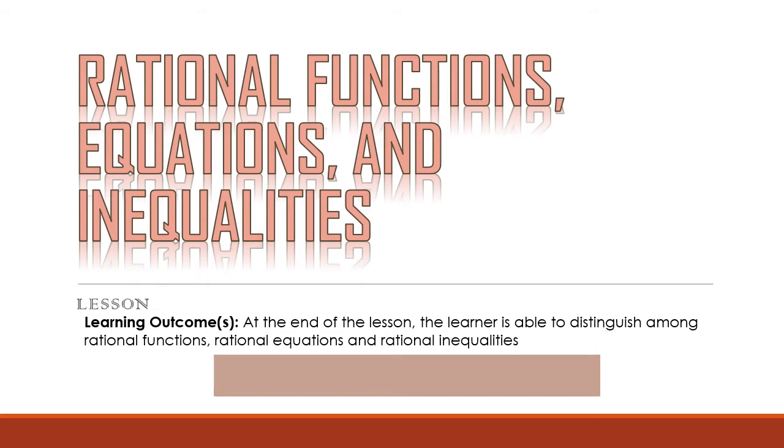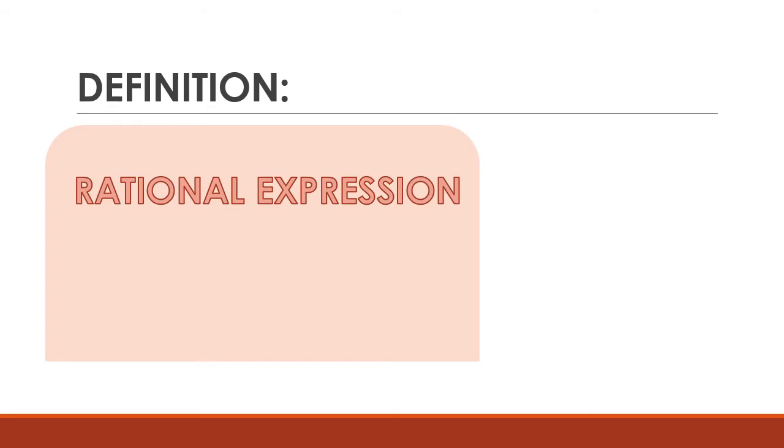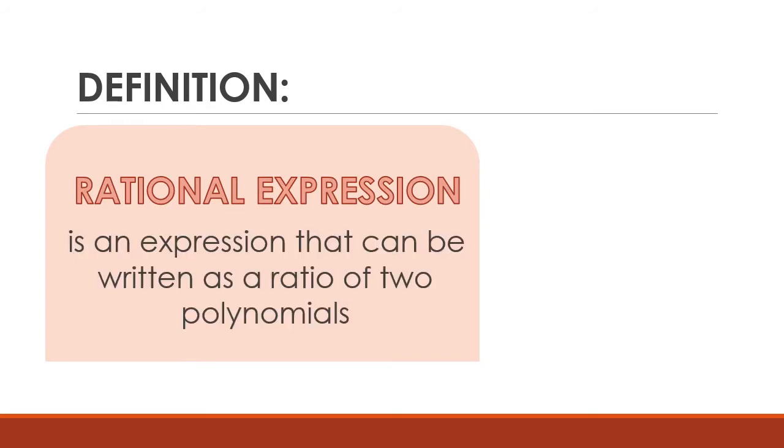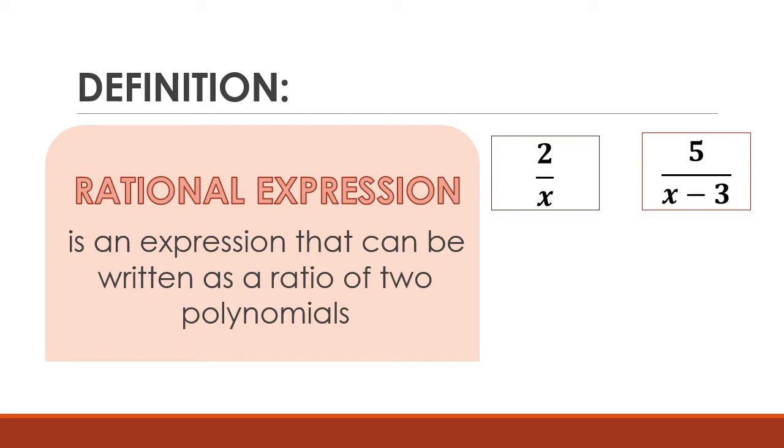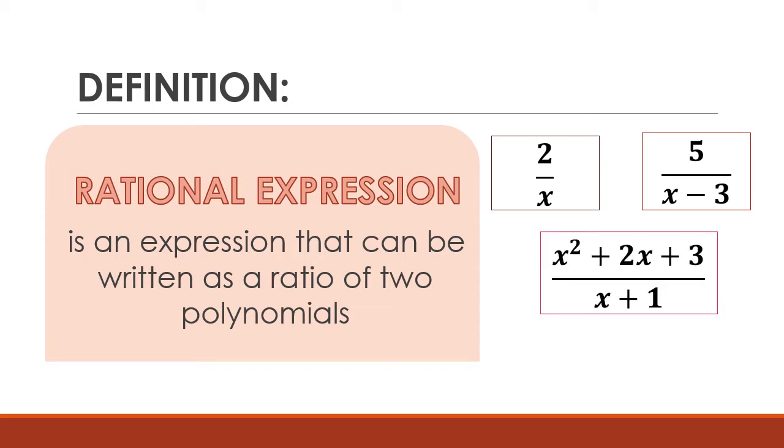Now, in this part of the lesson, ay i-distinguish natin si rational function from rational equation and rational inequalities. First, let us define what is rational expression. Again, it is an expression that can be written as a ratio of two polynomials. Wag lang 0 yung denominator. Ano? Example, 2 over x. This is a rational expression. 5 divided by x minus 3. Rational expression pa rin siya. And this one, x squared plus 2x plus 3 all over x plus 1.